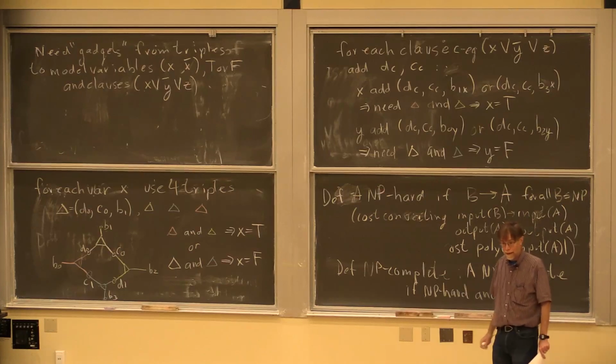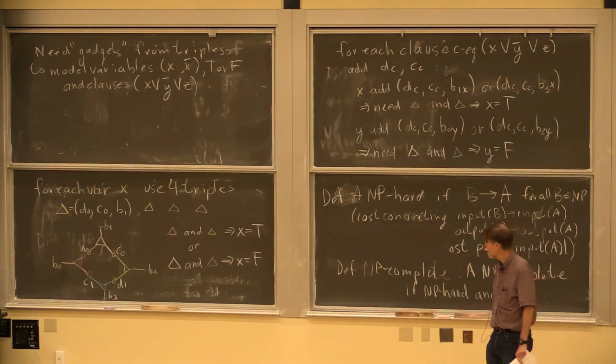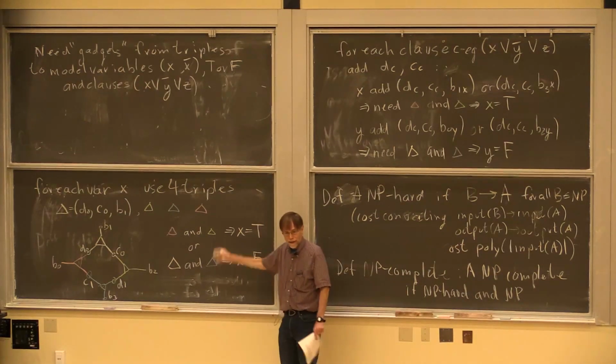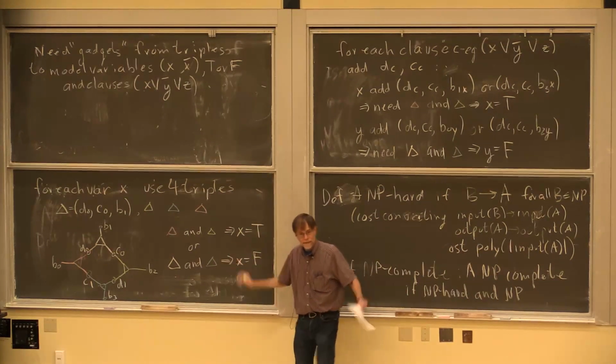Yes? Can we just pick white and blue to be true and red and green to be false? No, this was kind of arbitrary, as long as it's two states. Yeah.